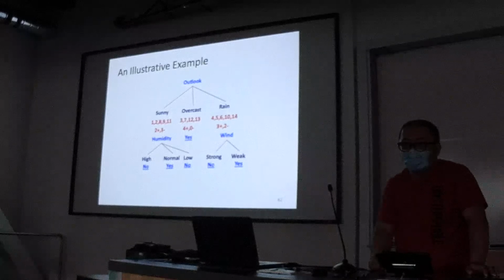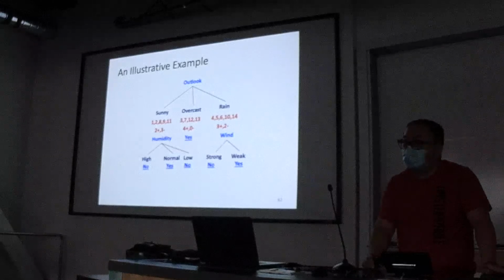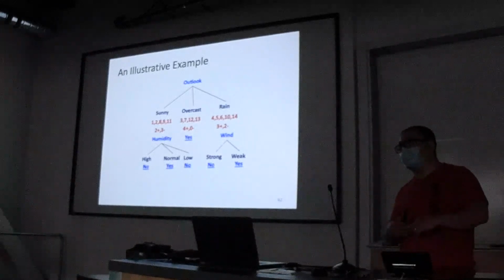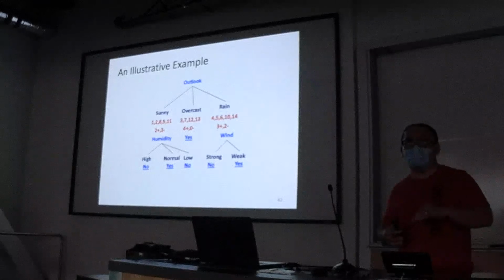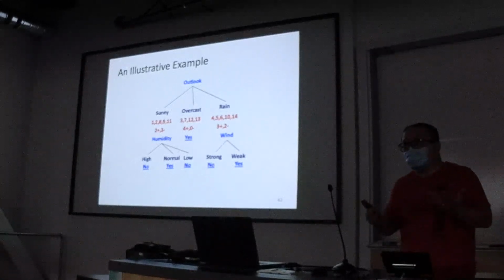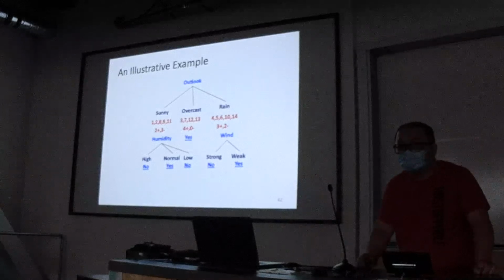So this doesn't guarantee the maximum information gain overall. This is a greedy algorithm. Let me put it more rigorously: if you have some measurement of the scale of the tree, it doesn't guarantee the globally smallest tree. But I can tell you empirically, it nearly always gives you a relatively small tree, and it's very fast.